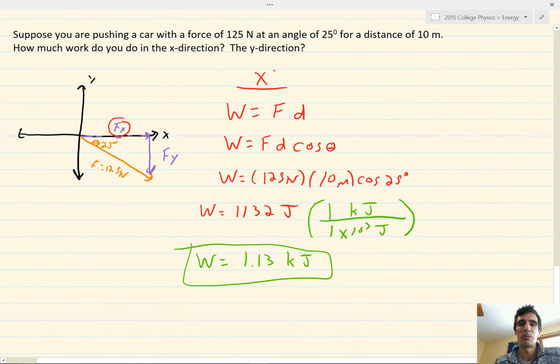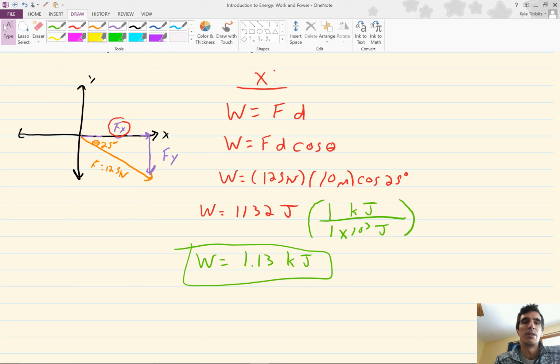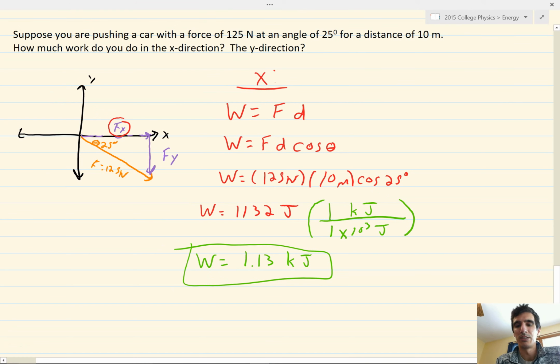Okay, now let's look at the y direction. When you're pushing your car to the right, is your car moving downwards at all? No, it's not. So it doesn't move a distance in the y direction, so the work is zero.